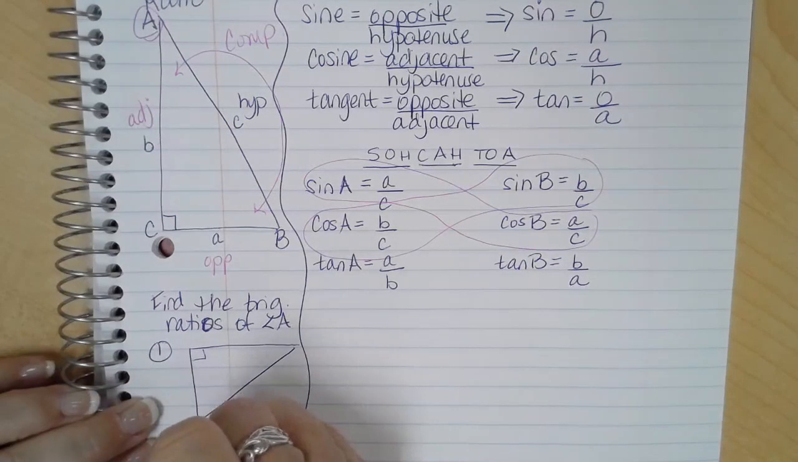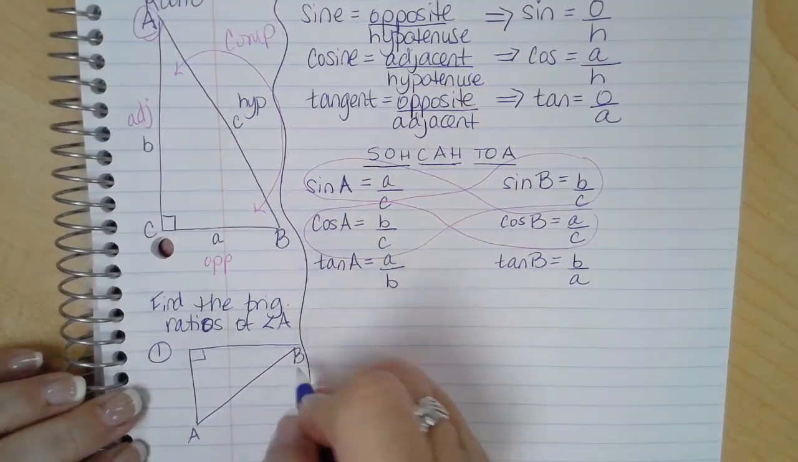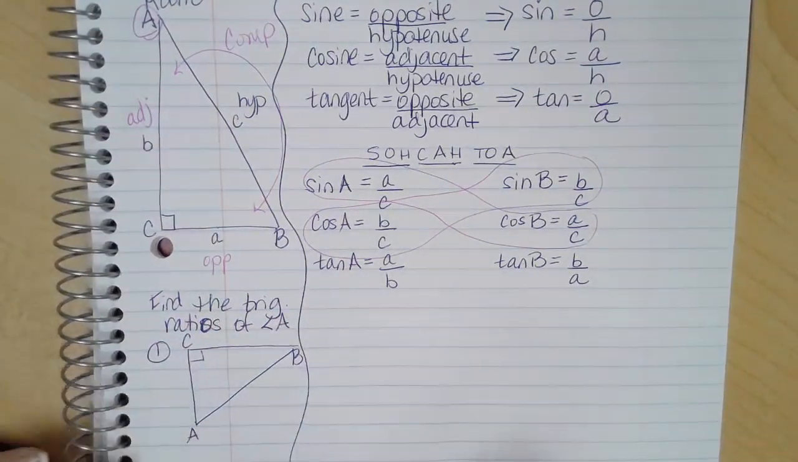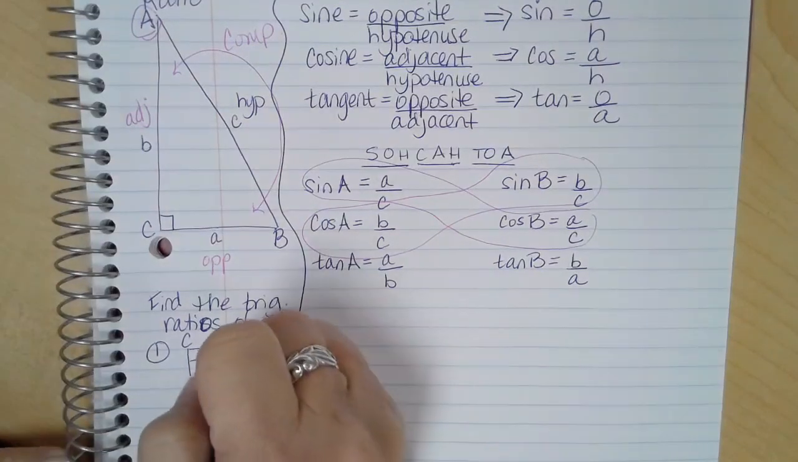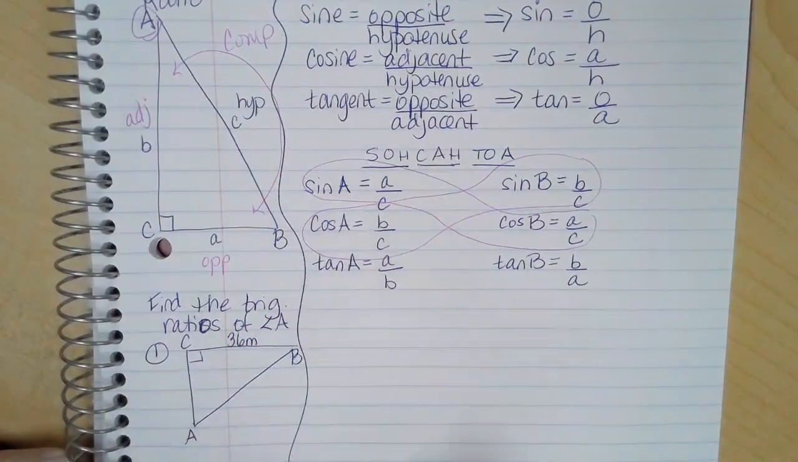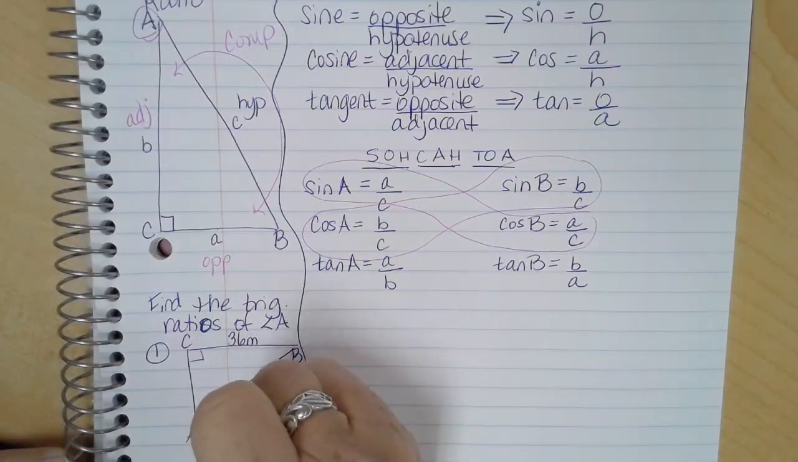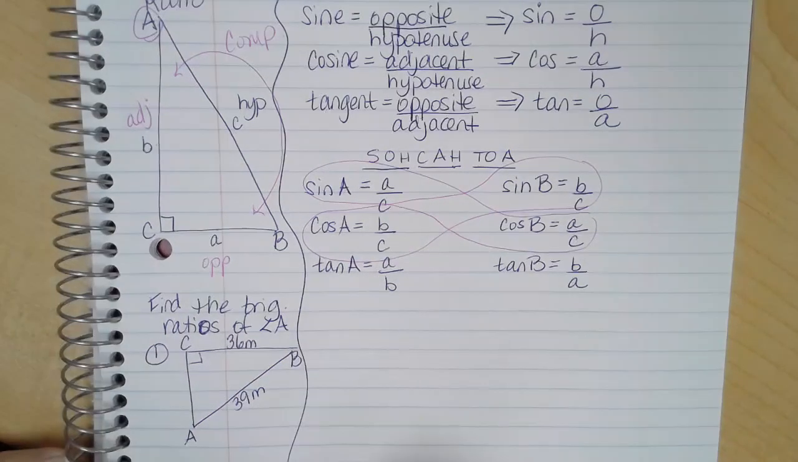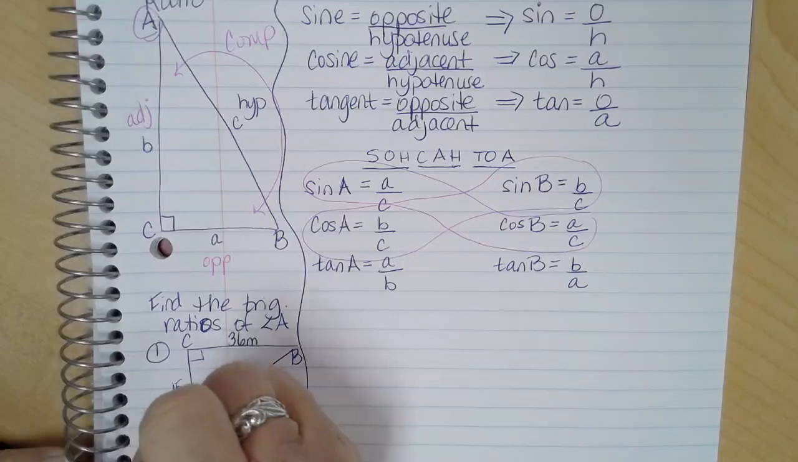So here's angle A, here's angle B, here's angle C. Now, what they're giving you is that this is 36 meters, this is 39 meters, and this is 15 meters. We're given that.